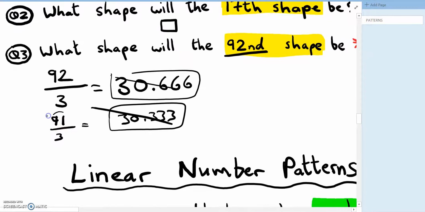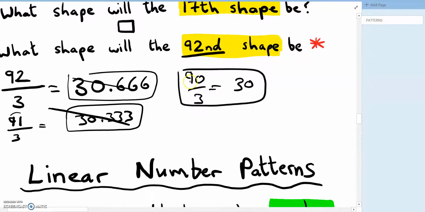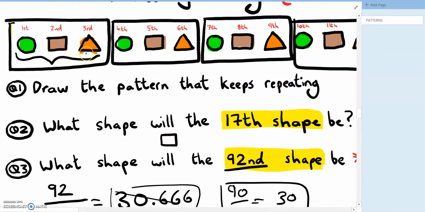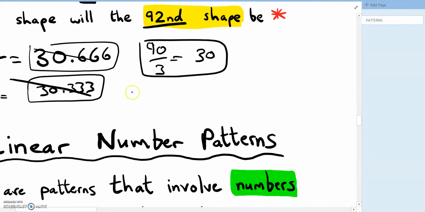I was at 91. I go down to 90. 90, and I divide that by 3. And when I do that, I get 30. Okay, so I know now where I'm at. The 90th shape is an orange triangle. Yeah? So I've got to get my difference.